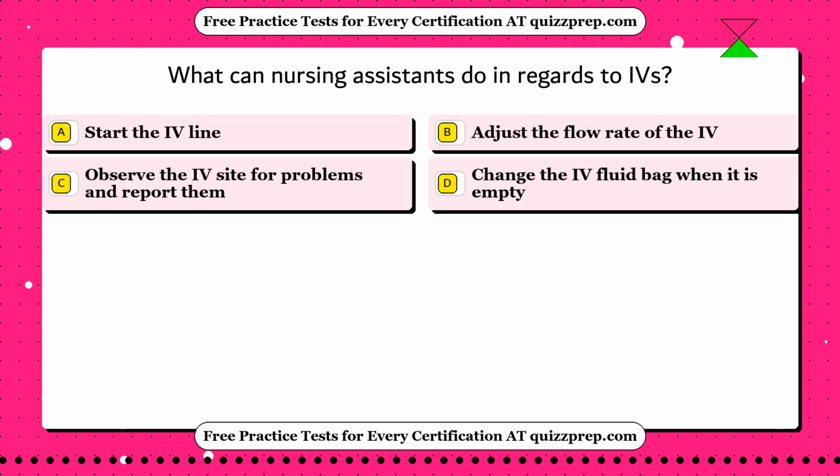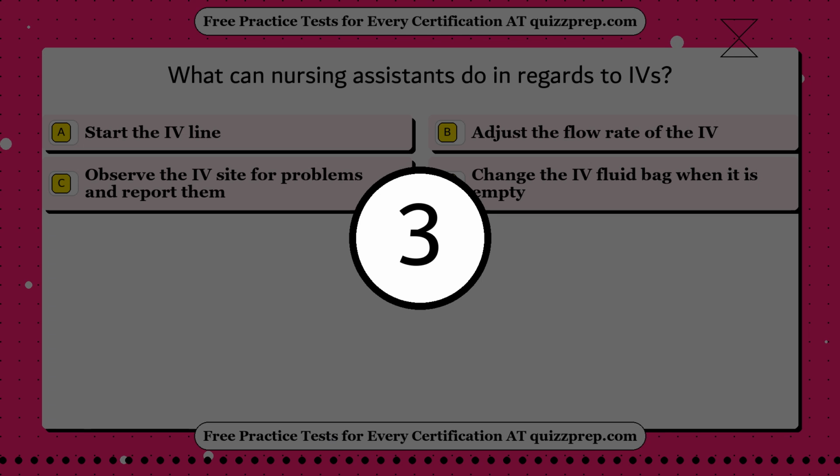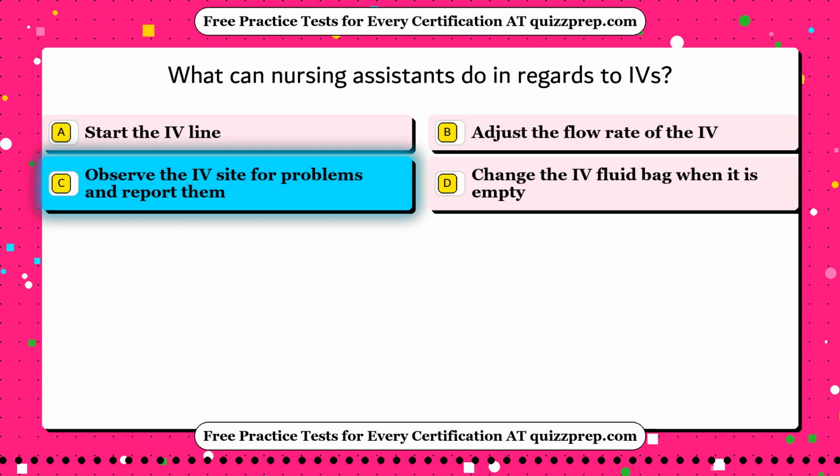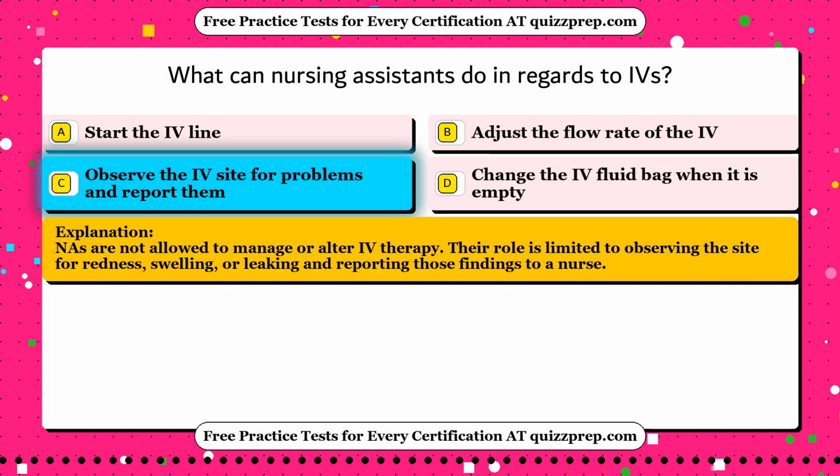Question 44. What can nursing assistants do in regards to IVs? Option A, start the IV line. Option B, adjust the flow rate of the IV. Option C, observe the IV site for problems and report them. Option D, change the IV fluid bag when it is empty. The correct answer is option C, observe the IV site for problems and report them. NAs are not allowed to manage or alter IV therapy. Their role is limited to observing the site for redness, swelling, or leaking and reporting those findings to a nurse.